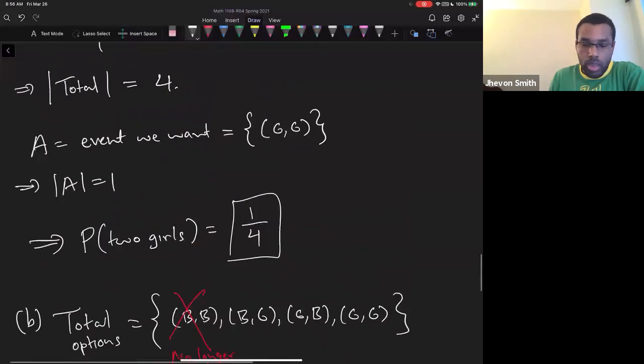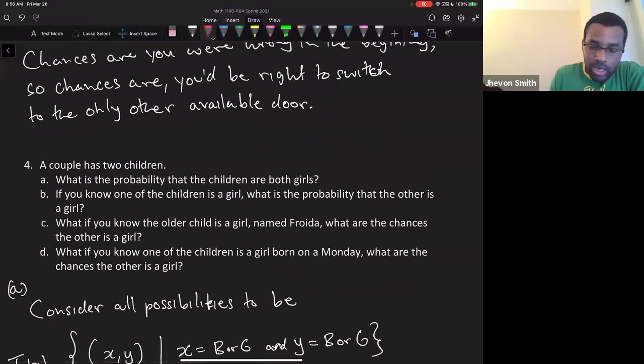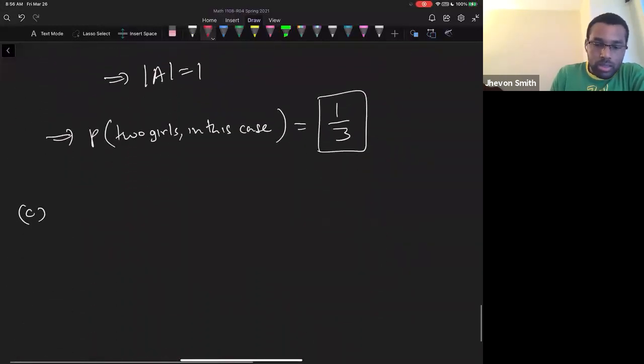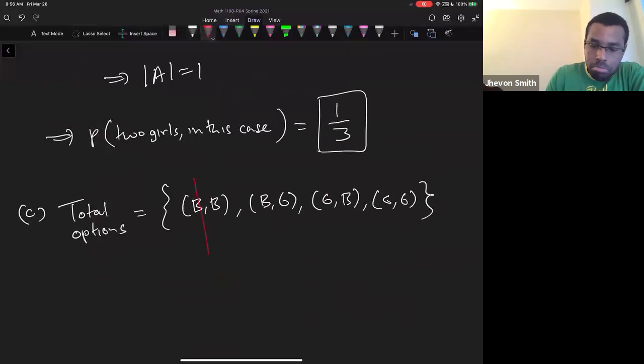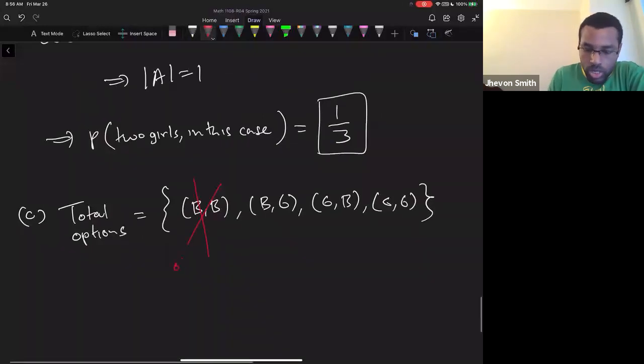We moved on to C. We were told the older child, and that was the key phrase, the older child is a girl, which means now our total options, well, before we could have a boy and a boy, we could have a boy and a girl, we could have a girl and a boy, we could have a girl and a girl. But now this is no longer an option because older is not a girl. We also do not have this. Older is not a girl.